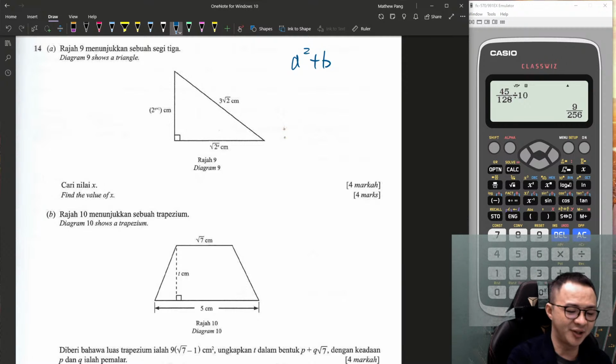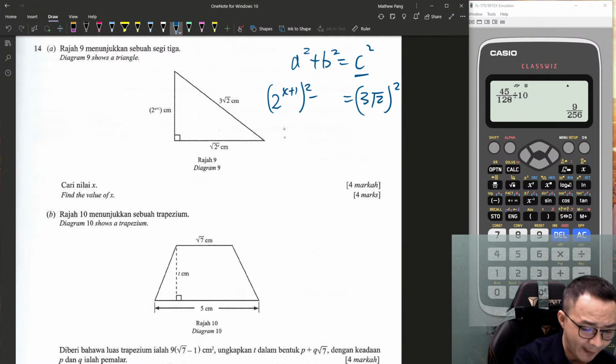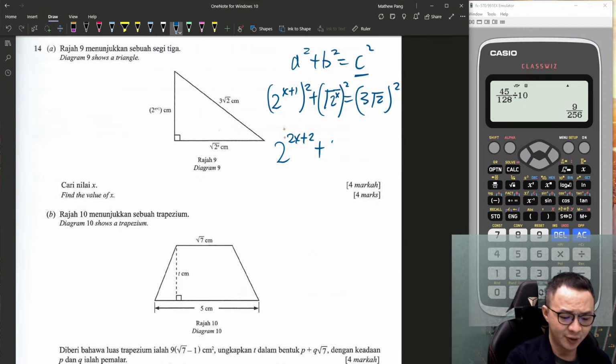a squared plus b squared equals to c squared. c squared is the hypotenuse. So 3 sub 2 square equals to what? 2x plus 1 square plus sub 2x square. Okay, it's kind of weird, but let's do it. This is 2 power of 2x plus 2 plus 2 power of x equals to 9 times 2 is 18.